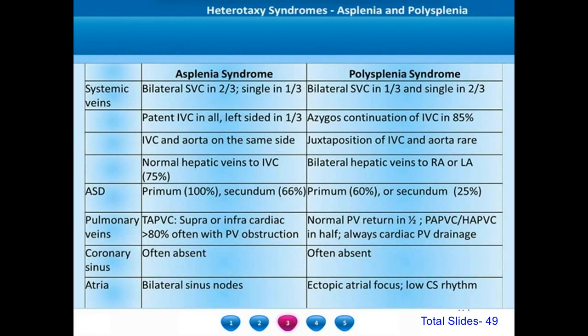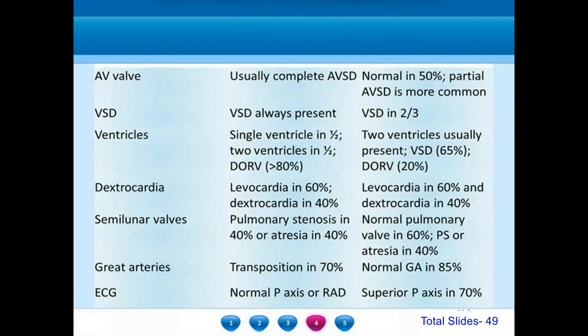Asplenic syndrome may have bilateral sinus node, whereas polysplenic syndrome will have an ectopic low coronary sinus rhythm. Atrioventricular valve is almost always common in asplenics, whereas about 50% of the polysplenics will have two separate AV valves. Single ventricle is more common in asplenia. Asplenia as well as polysplenia may be associated with either levocardia or dextrocardia. The great artery relationship is mostly abnormal in asplenia, whereas mostly normal in polysplenia.